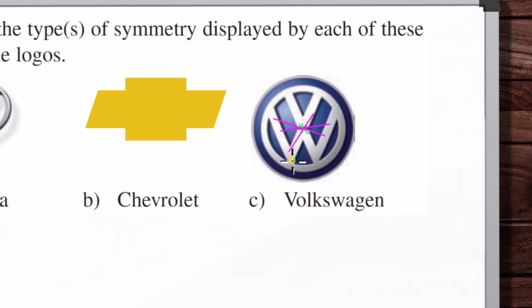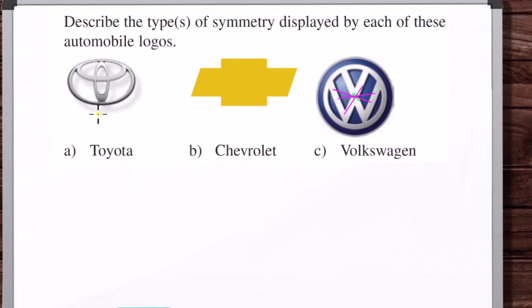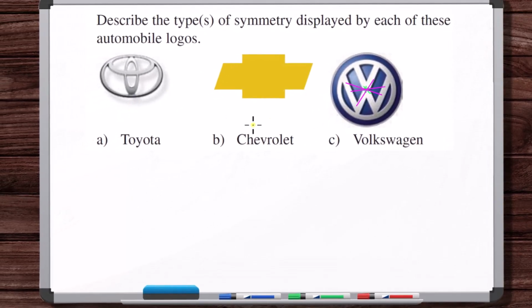So we've got one vertical line of symmetry right through the center, and that's it for the Toyota logo. Here we've got no lines of symmetry, but a point of symmetry at the center here. And then here we've got a vertical line of symmetry and a point of symmetry.